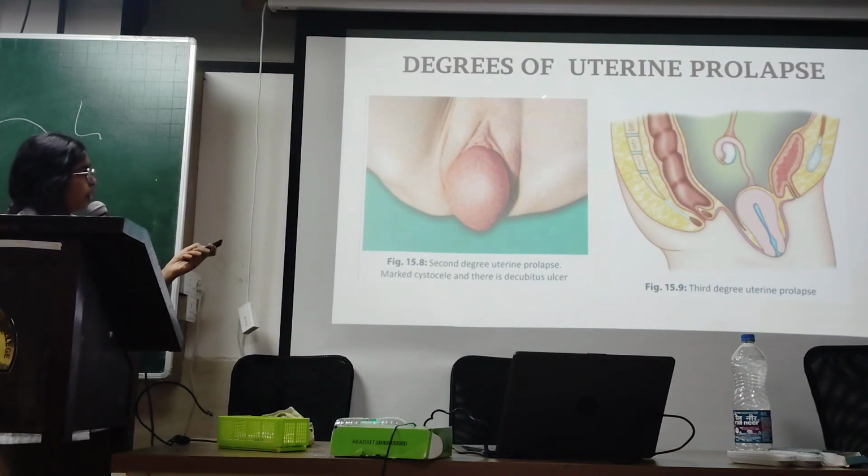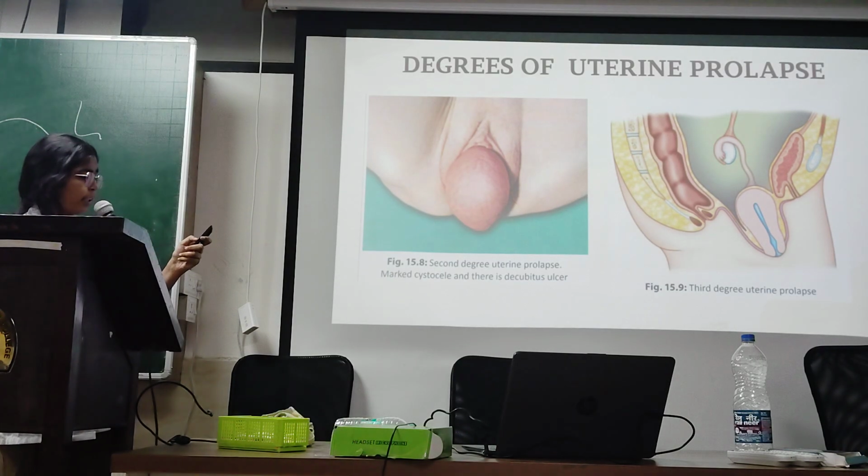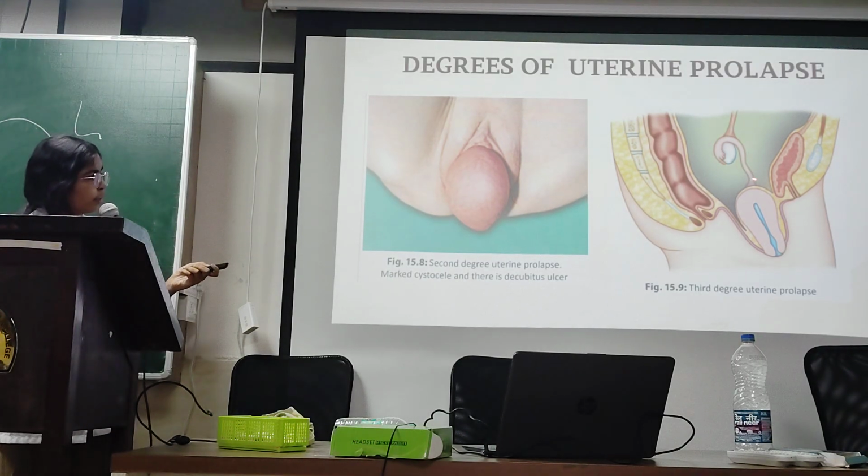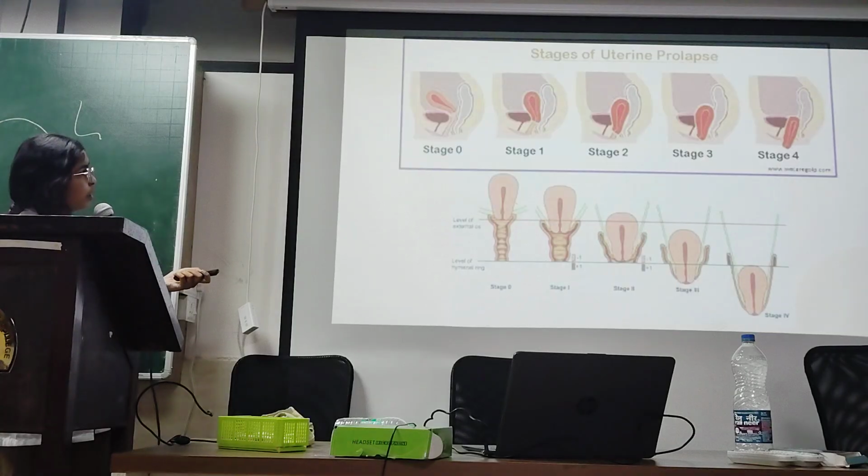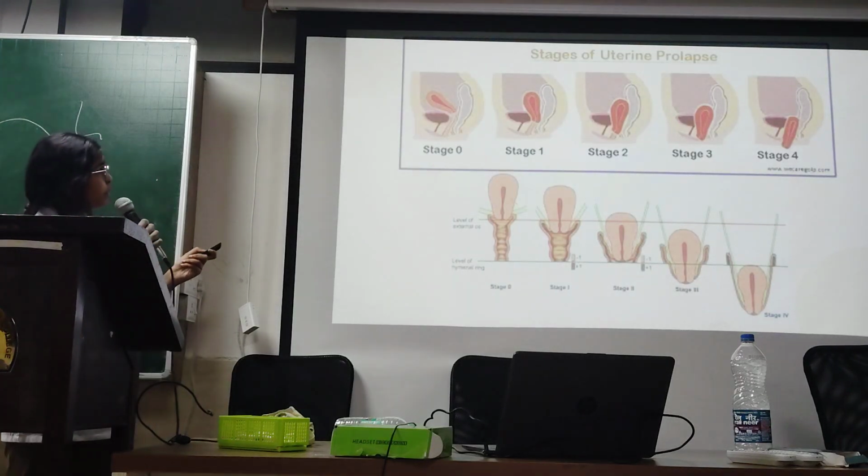As you can see, there's the decubitus ulcer, which was mentioned by Aditya in the first case, and in the third degree uterine prolapse, the uterus has descended down to the introitus. Now, these are the stages of uterine prolapse.